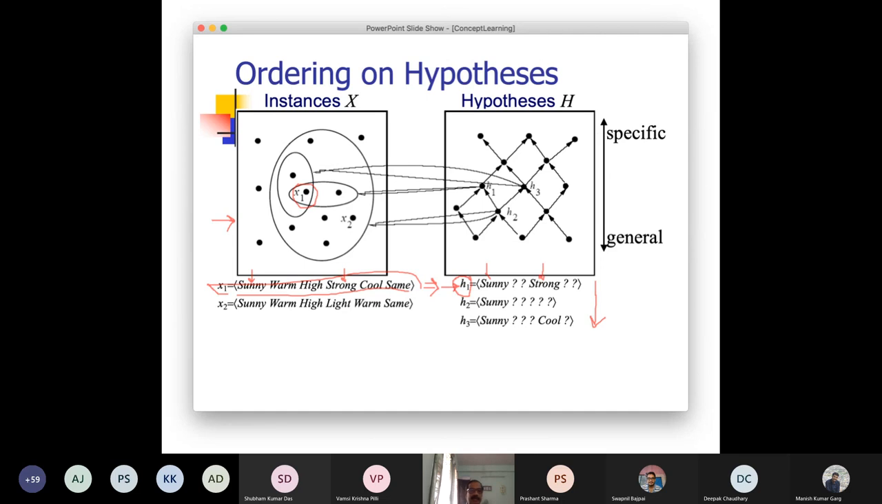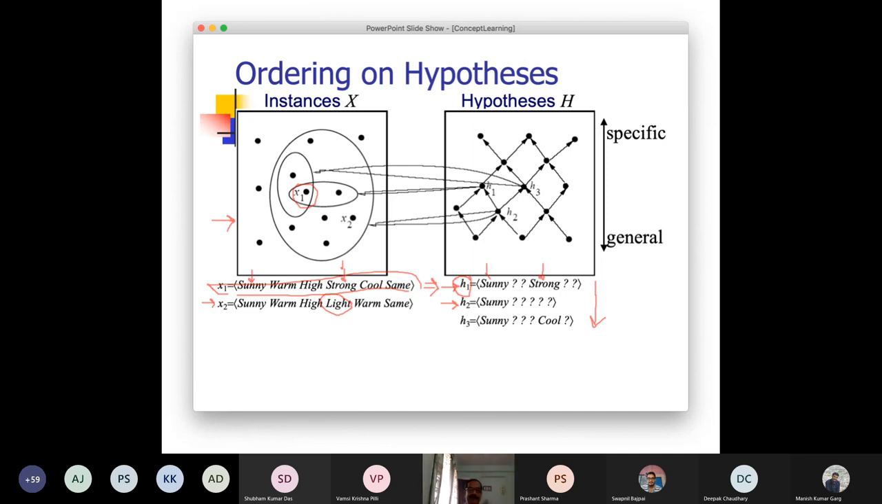What about X2? Is it satisfying H1? Can you tell me? No, sir. Where is it getting no? The light. Yeah, this is the value at that attribute, the light, but here it has to be strong. That is why H1 does not satisfy X2. What about this one, H2? It satisfied both. Yes, H2 satisfies both X1 and X2.